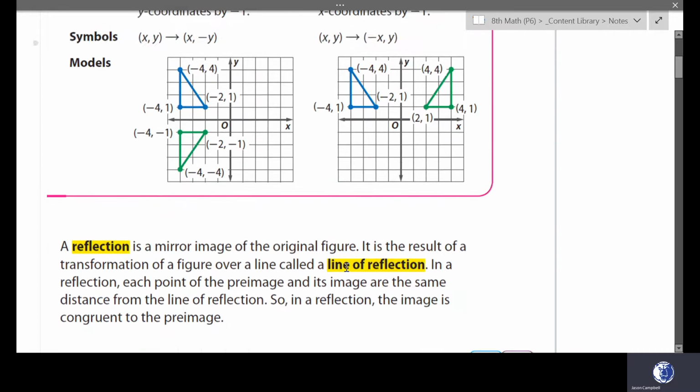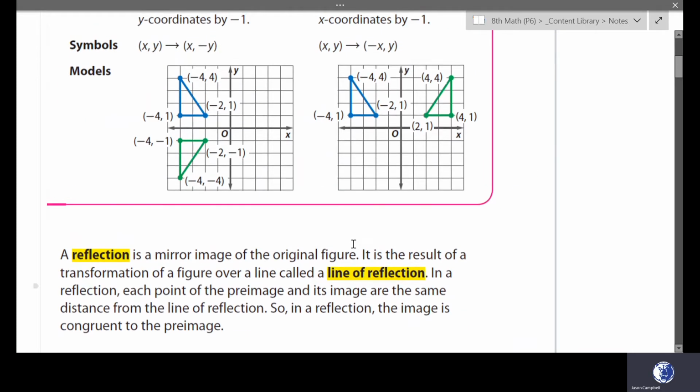A reflection is a mirror image of the original figure. It is the result of a transformation of a figure over a line called a line of reflection. In a reflection, each point of the pre-image and its image are the same distance from the line of reflection. So in a reflection, the image is congruent to the pre-image.